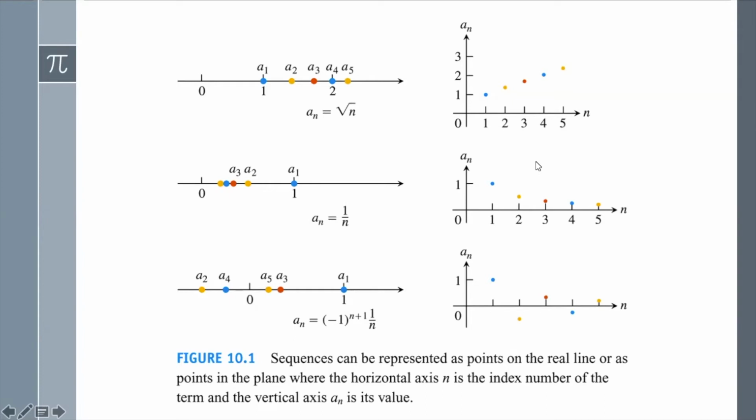On the right side, those sequences are being plotted in a plane where on the n axis, you just have what's called the index number, 1, 2, 3, 4, 5. And then the value of the sequence, a sub 1, a sub 2, a sub 3, is what we traditionally think of as the y coordinate. So here's the point 1, 1, 2 comma square root of 2, 3 comma square root of 3, etc. 1 comma 1, 2 comma 1/2, 3 comma 1/3, and finally 1 comma 1, 2 comma negative 1/2, 3 comma 1/3, etc.